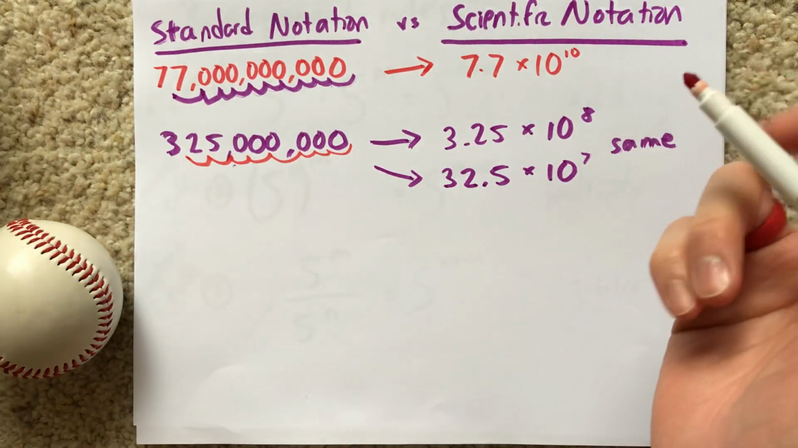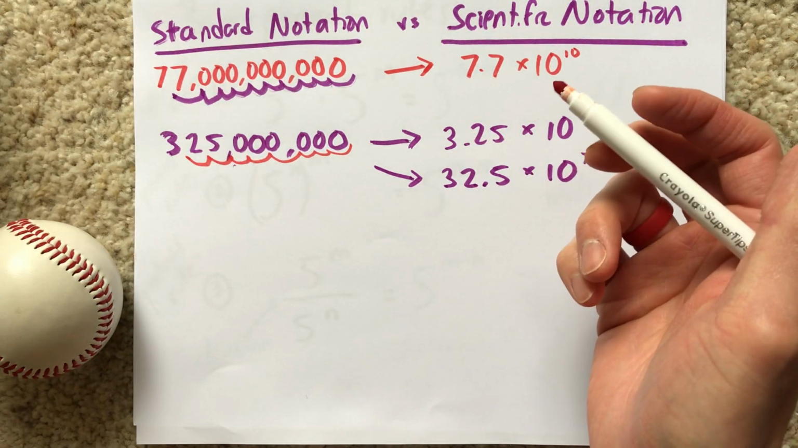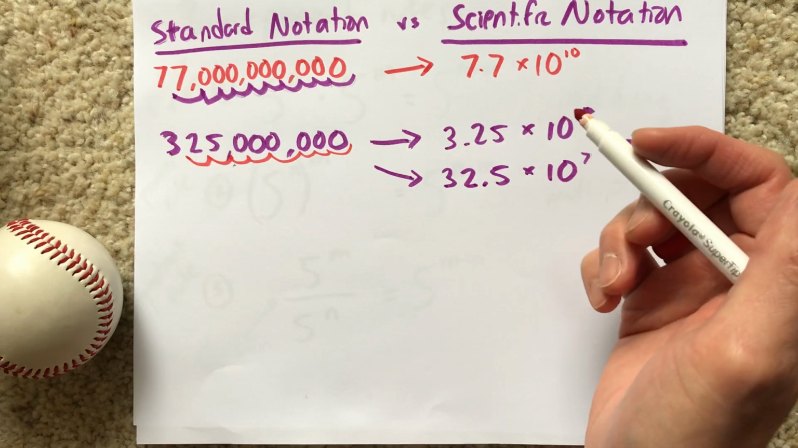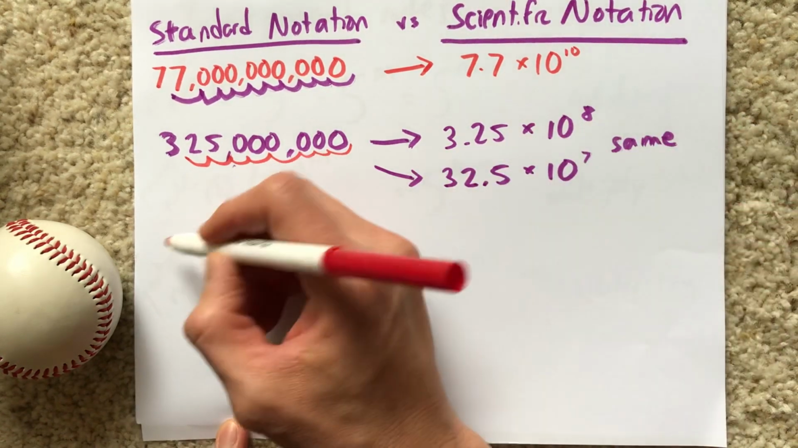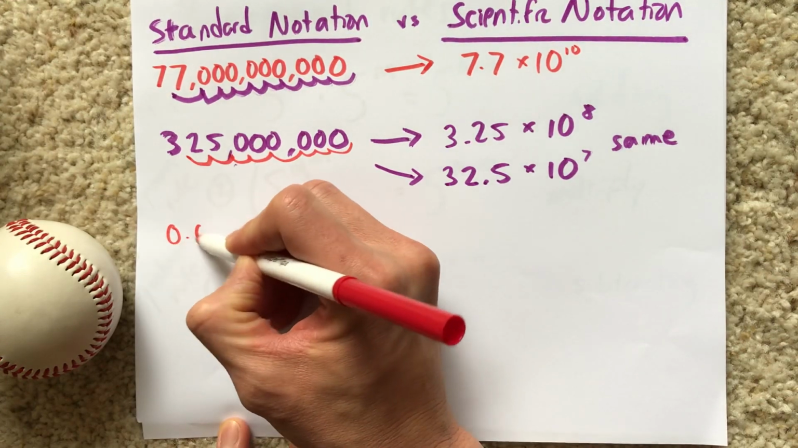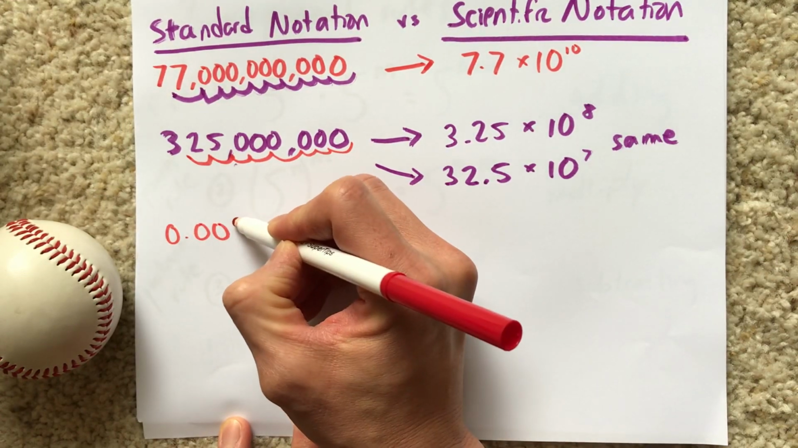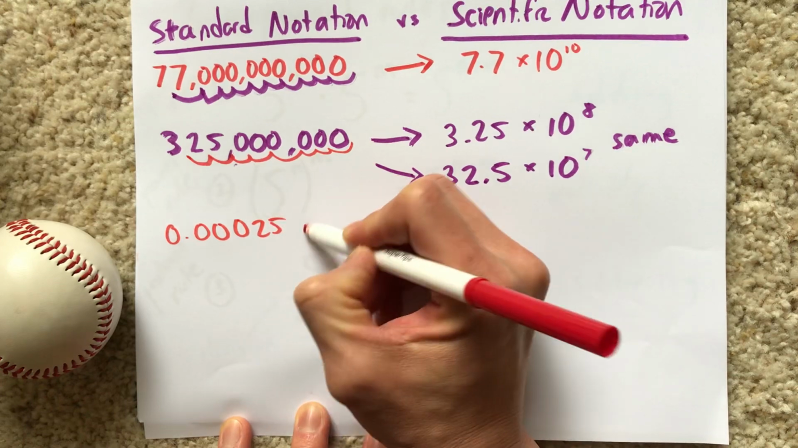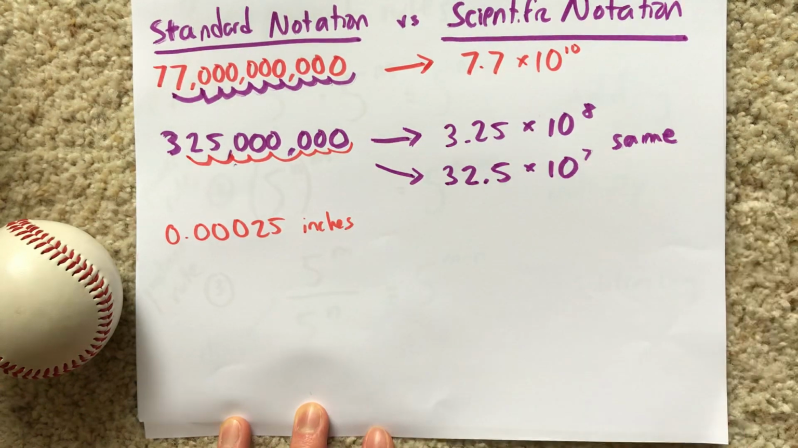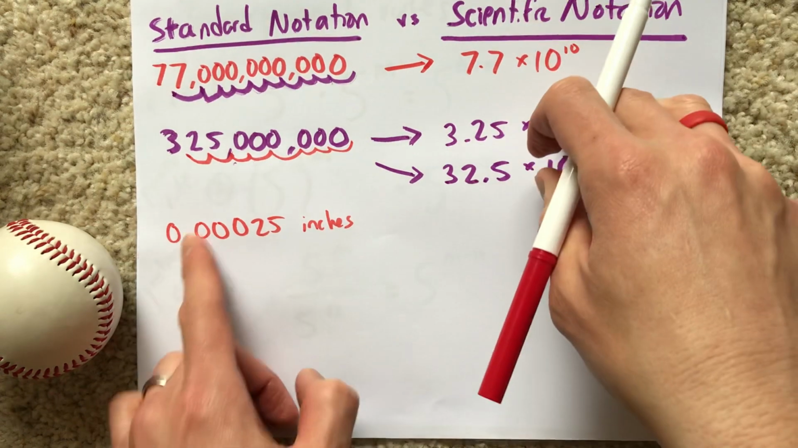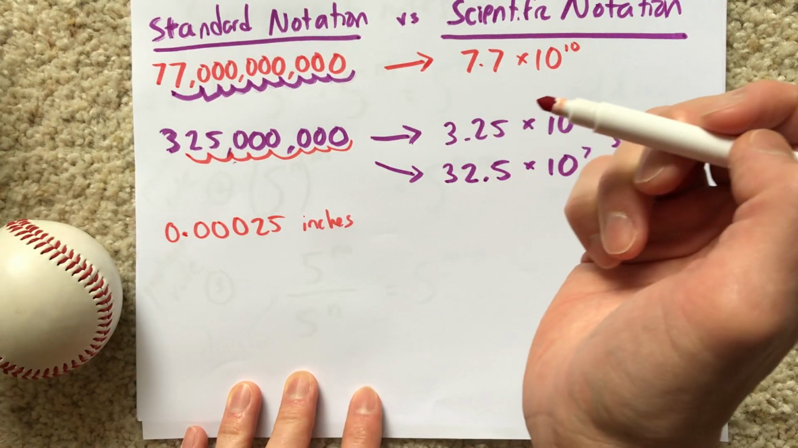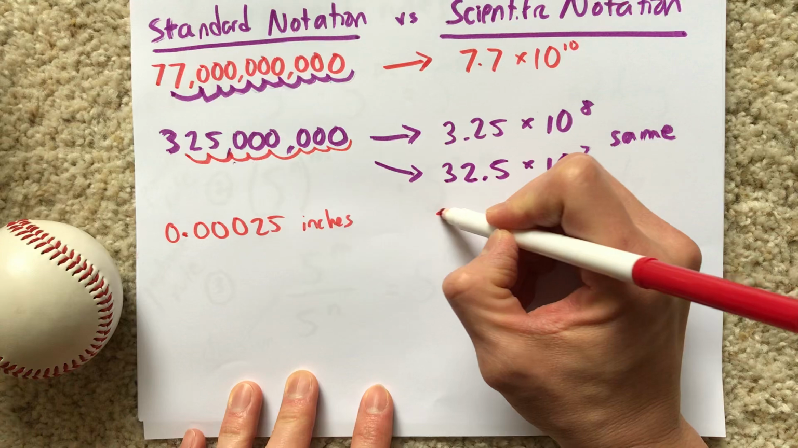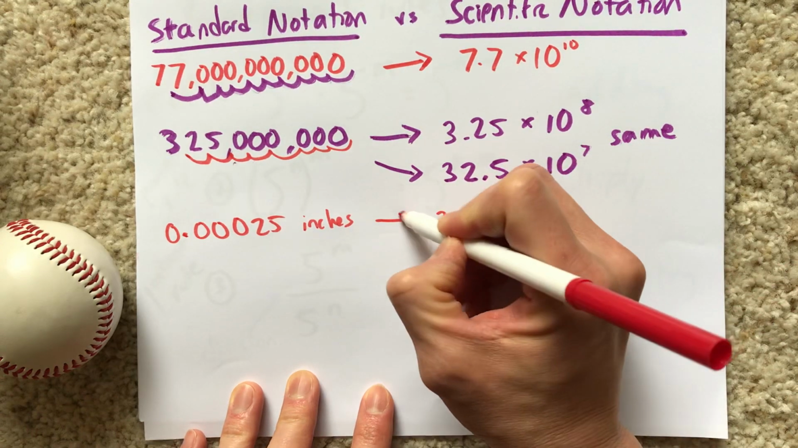So everyone right now, pull out a piece of hair on top of your head. Take a look at it and measure that with a ruler. Just kidding. They say, on average, a piece of hair is 0.00025 inches. That's a lot of zeros to write there. The decimal is right there right now. So what I'm going to write is 2.5.